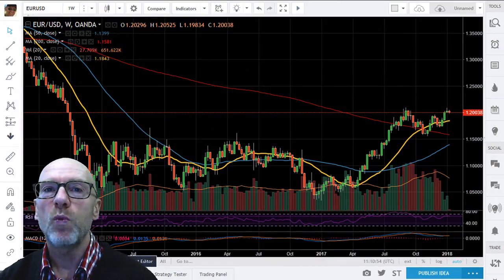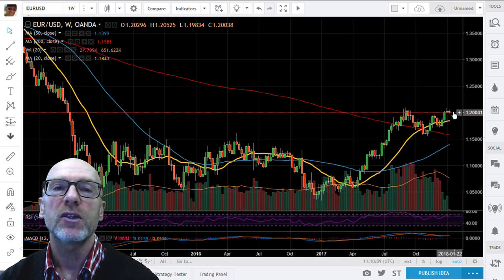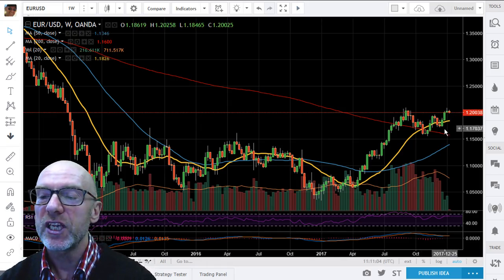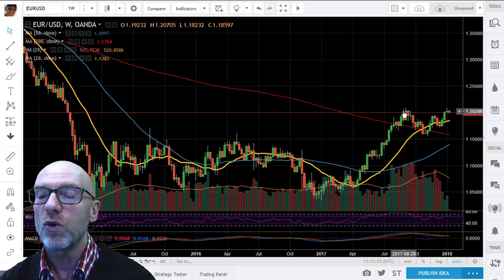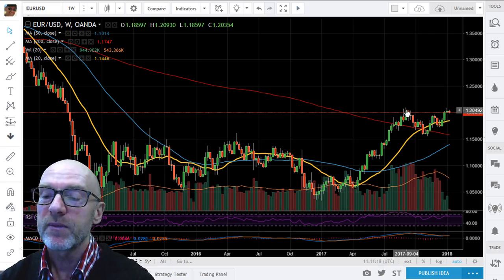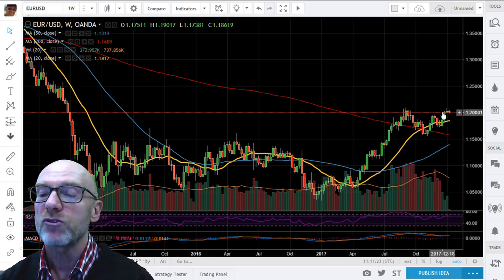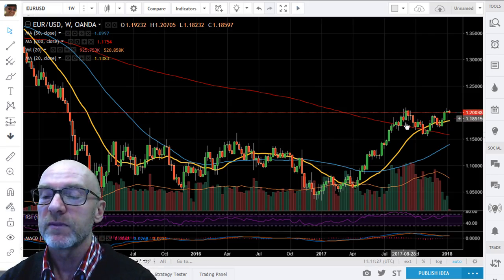Okay, so starting with the weekly, each candle on this chart represents 1 week's trade. And you can see that the bull run that we had on the euro over the December Christmas period has taken us up to this resistance level that we saw back in August, September 2017. And you can also see that it marks the upper boundary of the trading range. You can see that more actually on the daily when we shift to that.